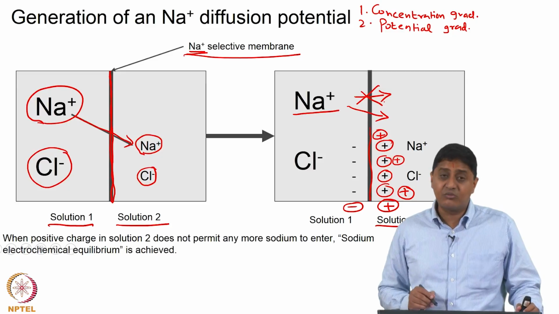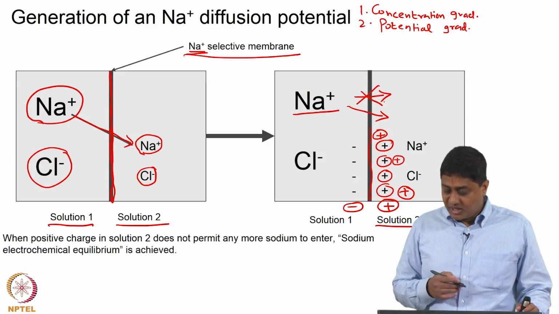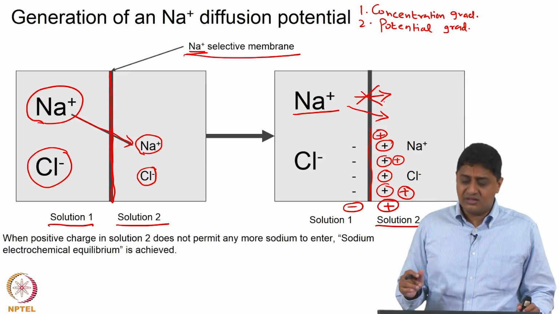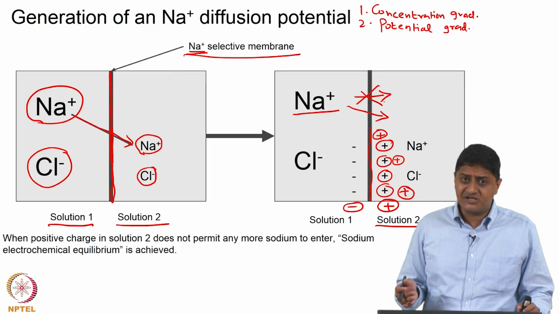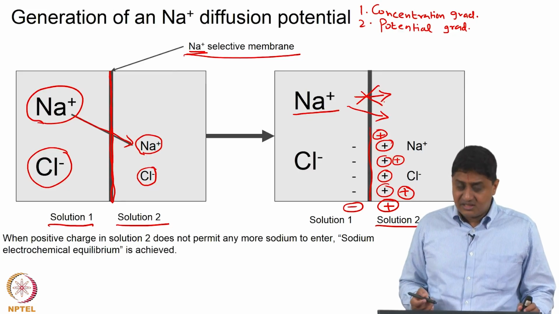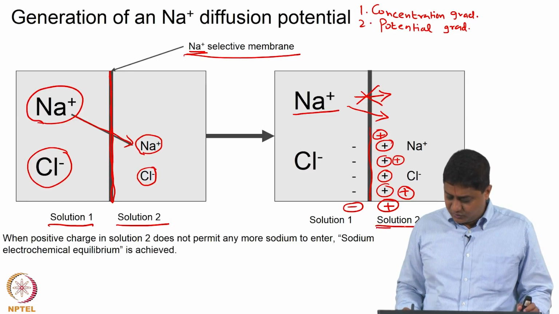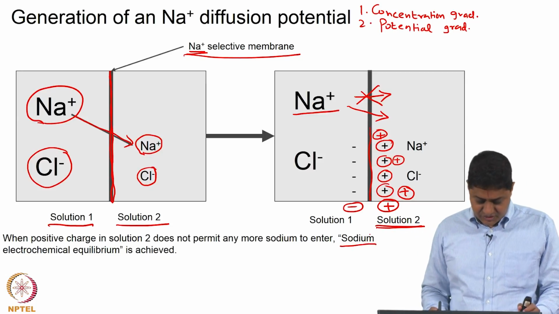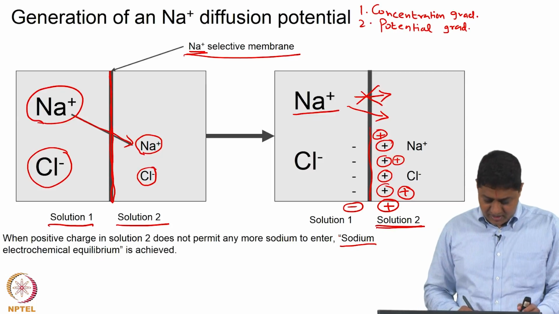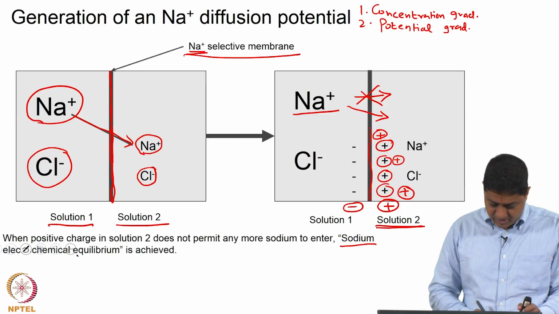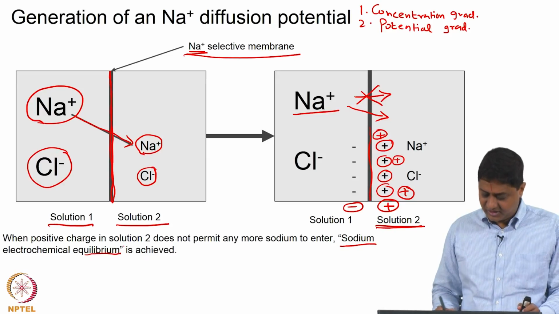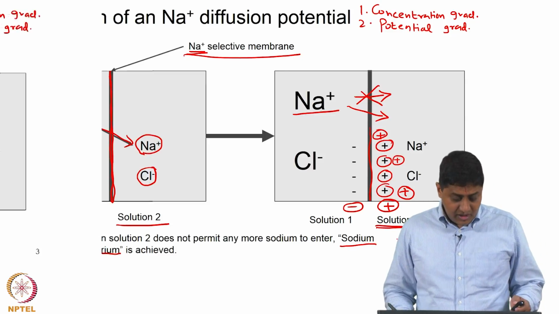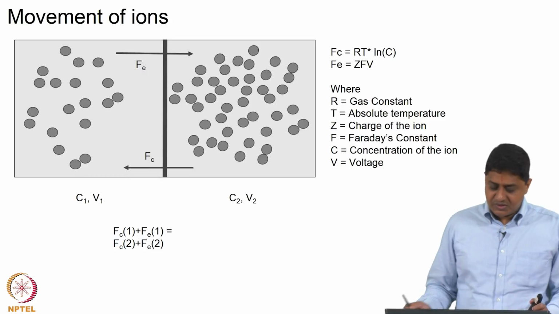It is not possible for that transport to happen, because the positivity on the right side is sufficiently high to repel any more entry of cations, any more entry of positive ions, or sodium in this case, into the right side, or into solution 2. The potential at which this happens is the sodium equilibrium potential, and that equilibrium is called the sodium electrochemical equilibrium, right. So, that is the sodium electrochemical equilibrium, and the potential at which it happens is called the sodium equilibrium potential.